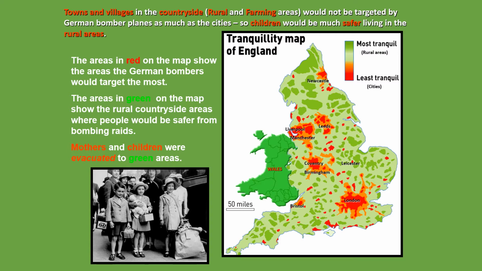You can also see down on the south coast there, we've got more red areas, whereas the green areas in the map show the rural or the countryside areas where people would have been safe from bombs, and these are the areas that mothers and children were evacuated to. Now if you look at Wales, I think if I had to have been evacuated, I think Wales would have been the place for me.